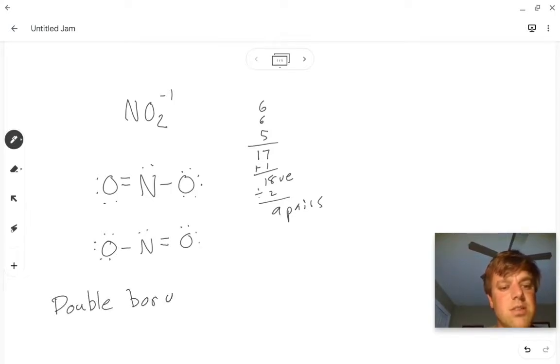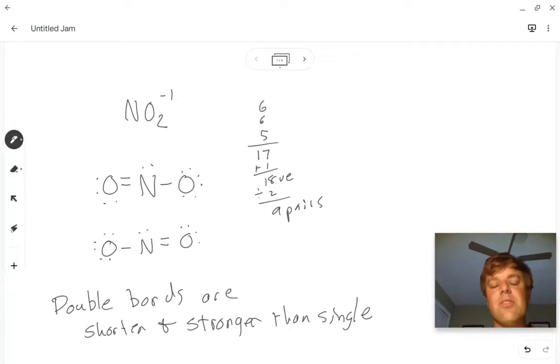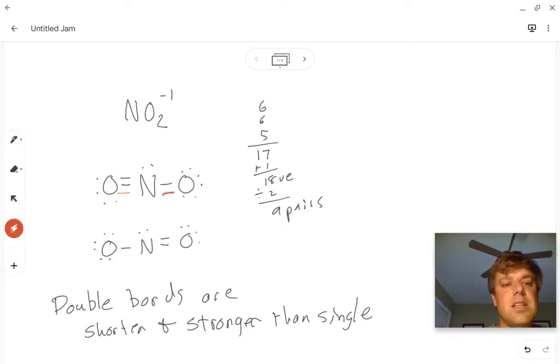Double bonds are shorter and stronger than single. And as you might guess, a triple bond is even shorter and even stronger, which is why nitrogen fixing bacteria are necessary for us to live. But if we go back to this, if we have a double bond in one place and a single bond in the other, you would expect that this bond is longer than this bond.